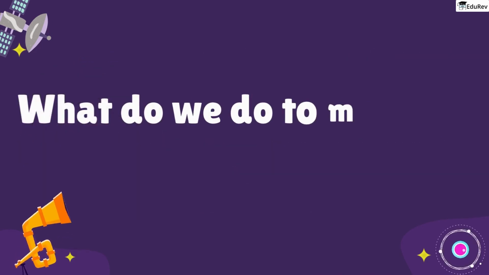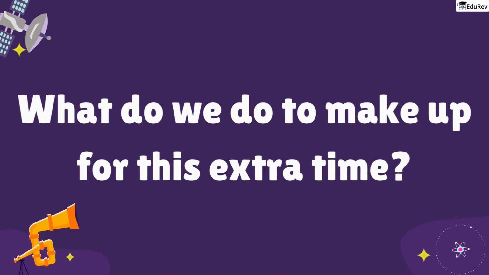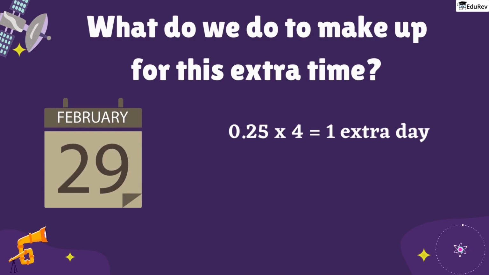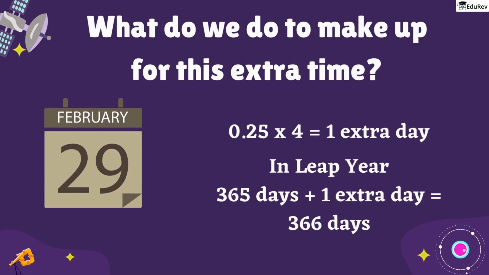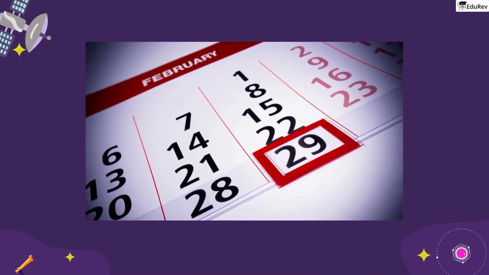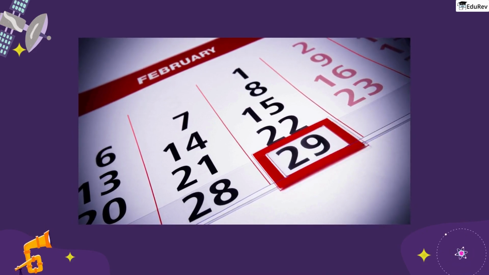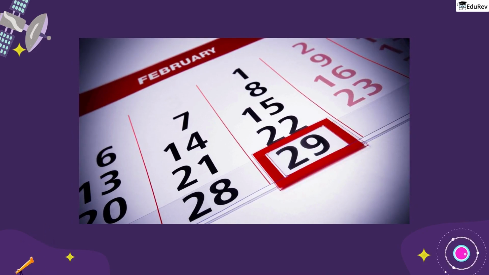So, what do we do to make up for this extra time? We add an extra day to the calendar every 4 years, creating a leap year. That's right, a whole extra day to play, learn, and explore. This leap day is added to the month of February, which is normally only 28 days long. So, during a leap year, February has 29 days instead of 28.